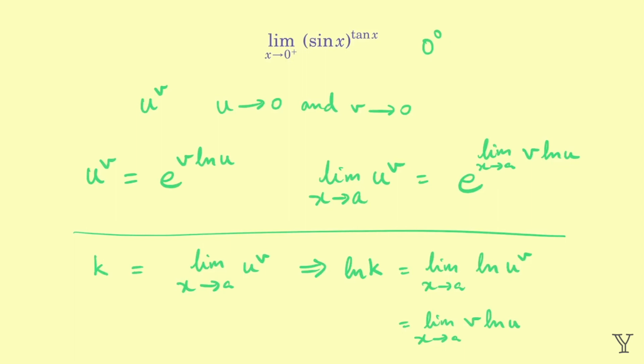We will now demonstrate a solution to this problem using the first method. If you prefer, you can also solve this problem by using the second method, that is, by setting the given limit equal to k and then taking logs on both sides.